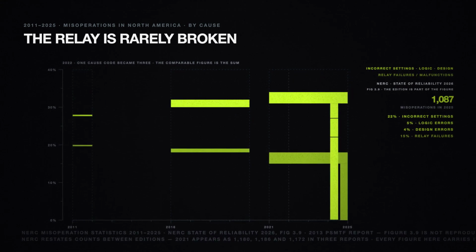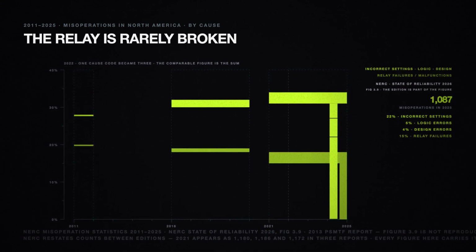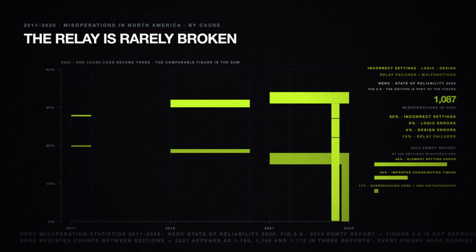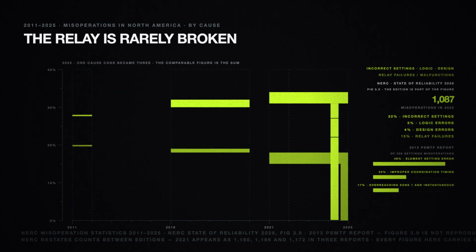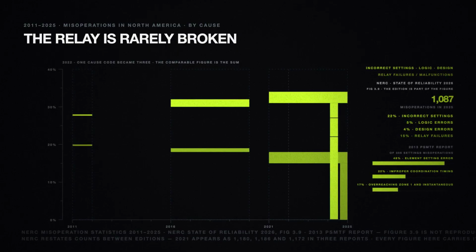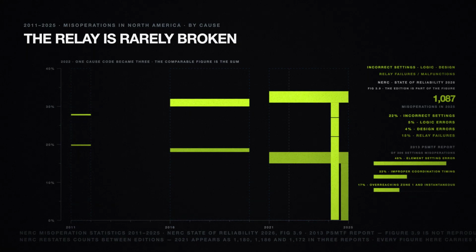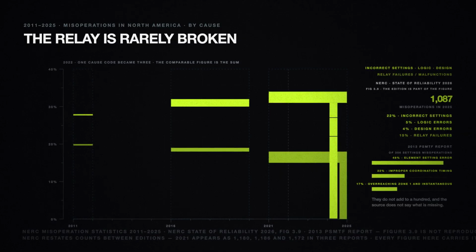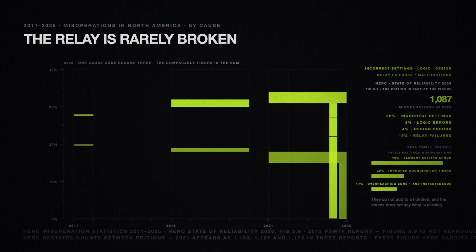The same organization prints the 2021 count 3 different ways. An earlier task force went a level down into 306 settings misoperations. Element setting error, 48%. Improper coordination timing, 22. Overreaching zone 1 and instantaneous elements, 17. They do not add to 100, and the source does not say what is missing. The device is rarely the thing that failed.